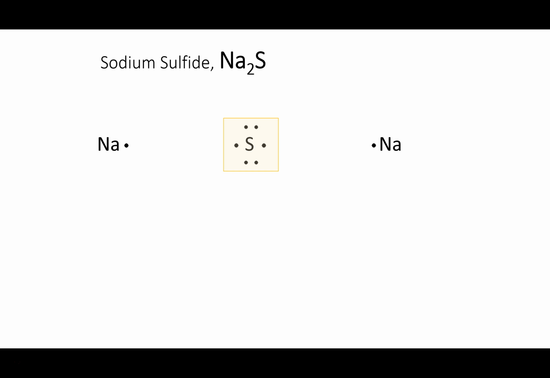What's that? 0 again. And that's what we mean by neutral. Your pluses and your minuses need to be a wash. So we could look at it this way, where these are valence electrons. Sodium has 1 valence electron, sulfur has 6.